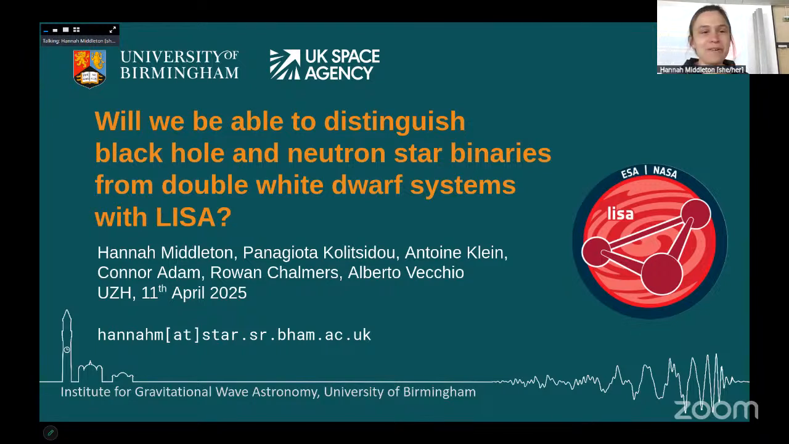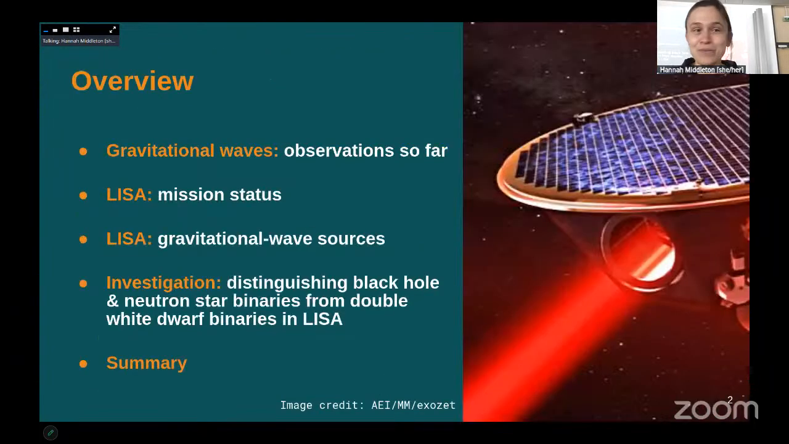Yeah, so this is about whether we can distinguish black hole and neutron star binaries from double white dwarf systems in LISA. As was said, I'm relatively new to LISA. I'm sure a lot of people in the room know a lot more about it than me, but we'll do an overview of gravitational wave observations so far. I'll talk about the current mission status for LISA, the gravitational wave sources we can expect, and then we'll have a look at the project that we've been working on in Birmingham about distinguishing the black hole and neutron star binaries from the double white dwarf systems.